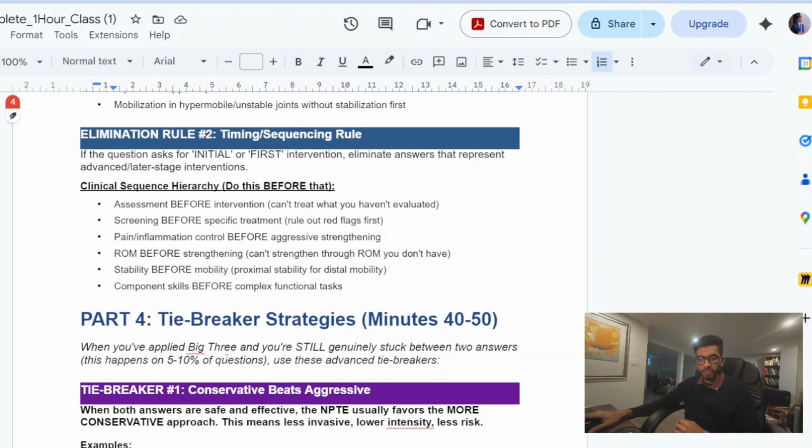That is the rule of life. That is the rule of the game. That is the rule of treatment. Before you do anything, you need to have that idea. Without assessing what you're going to treat, don't even touch the patient if you don't know what's going on. Before you do an intervention, you need to check for red flags. Without good range of motion, you're not going to build a lot of strength. Without stability, there's no mobility, right?